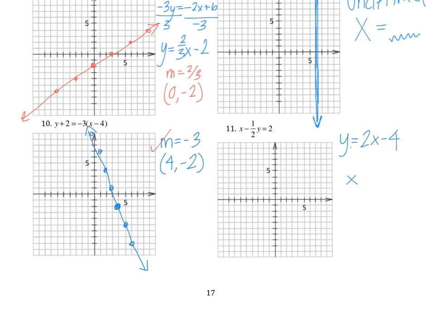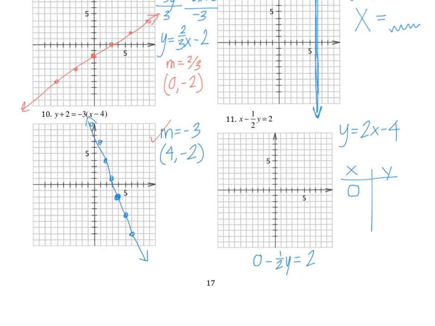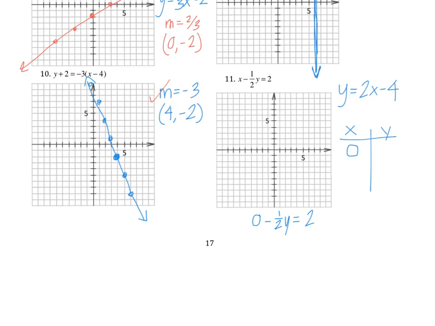Otherwise, you can do an XY table. An XY table is finding the intercepts. So if I want to find the y-intercept, I plug in x as 0. So if I plug in x as 0, I get 0 minus 1/2 y equals 2. Let's solve for y. Hopefully you notice that when you do so, it's like multiplying both sides by -2. So your y would equal -4. So this would be one point that I can plot right there.